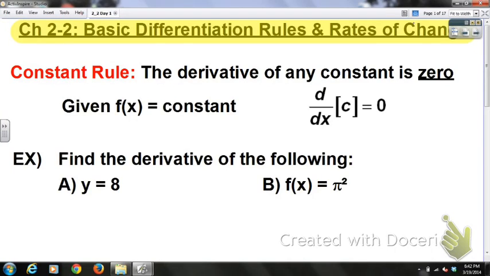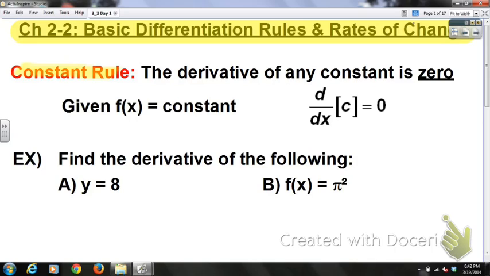Now that we know how to find derivatives using the difference quotient, we're going to talk about some basic differentiation rules, which is going to make differentiation a lot easier. First, we have the constant rule. The constant rule states that the derivative of any constant, or plain number, is equal to 0.